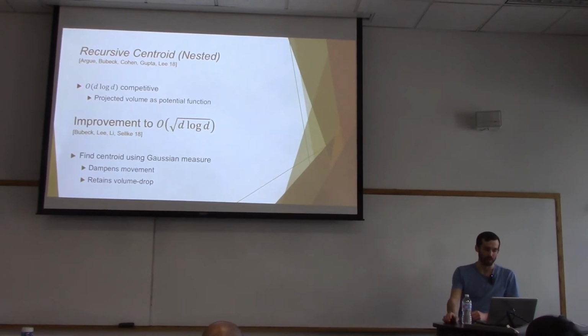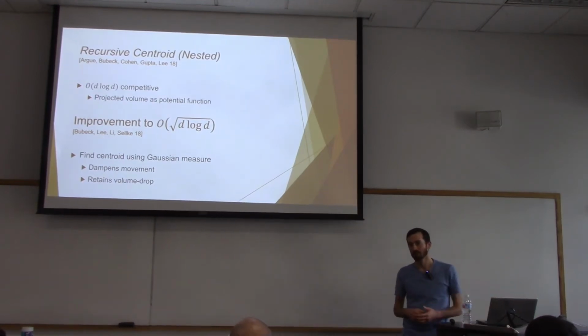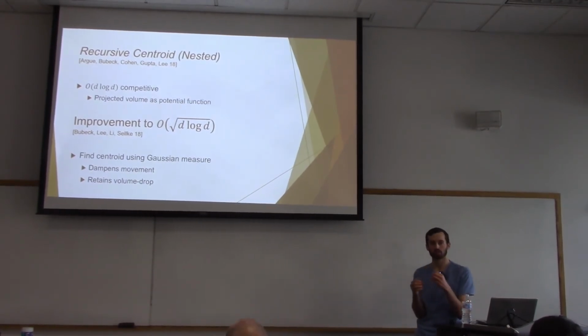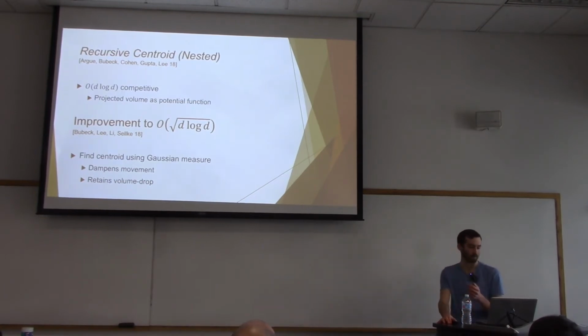And so this was improved by Bubeck, Lee, and Sellke. The main mechanism of this improvement was that they measured the centroid using the Gaussian measure rather than using the uniform measure. And the effect of this is that since the Gaussian measure is heavily concentrated around the origin, most of the mass, regardless of the shape of the feasible set, is sitting right near the centroid. So even when you cut off the centroid, it doesn't move very far. And this reduces the motion on each individual step enough to get it down to square root d log d.